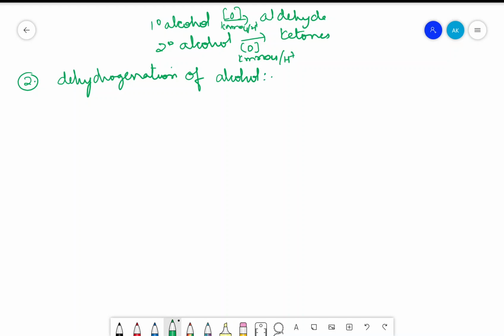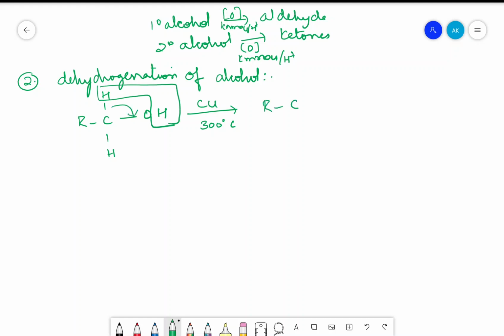It is also called catalytic because it happens in the presence of copper. So aldehyde can be prepared by passing the vapors of a primary alcohol. Primary alcohol, for example, I will take the same one, RCH2OH, in the presence of catalyst copper, heated at 300 degrees Celsius. Two hydrogens will be removed. This will shift here, and I'll get RCHO, and hydrogen is removed.